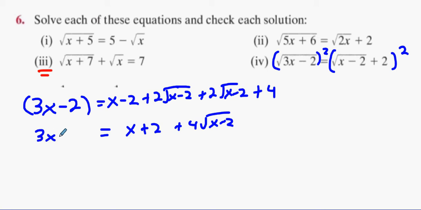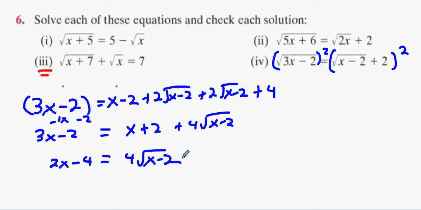Bring everything onto one side again. That becomes a minus x, so it's 3x minus 1x, and then it's minus 2 minus another 2. So you should get 2x minus 4 equals 4 root x minus 2. That's what we're going to do now. Square both sides again. What is x plus 2 and x plus 2?